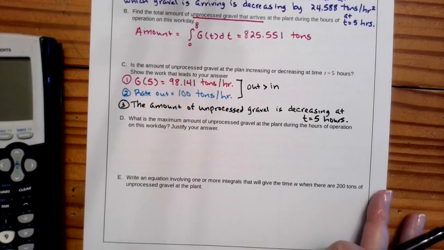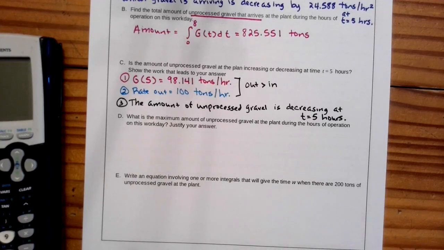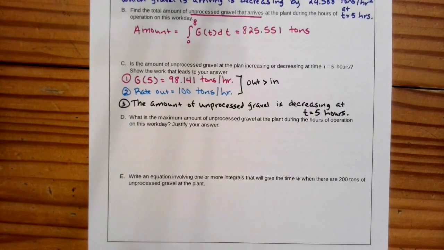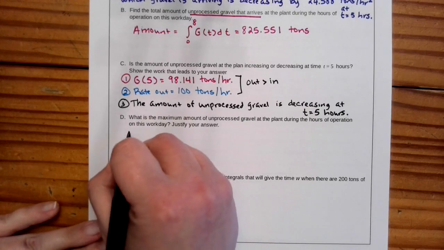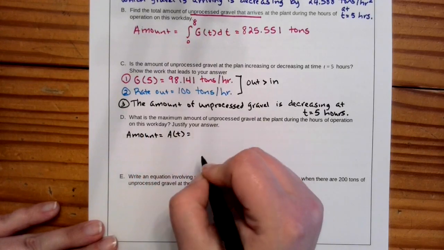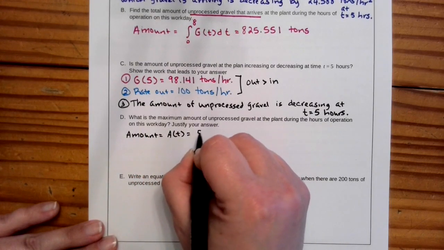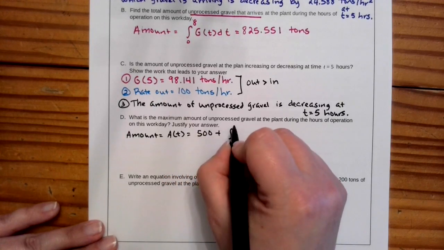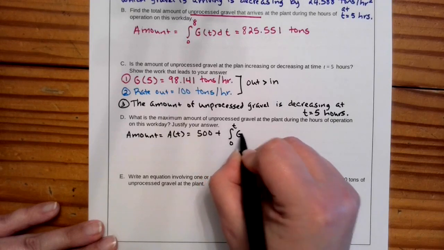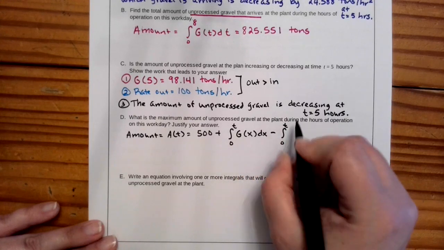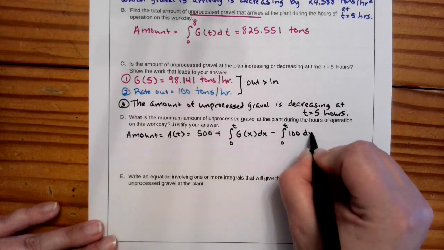So the next part is, what is the maximum amount of unprocessed gravel at the plant during the hours of operation on this workday. So in order to find a min or a max, we know that we need to look at the first derivative. So I want to first start out by writing out that the amount, which I'm going to call A of t, is equal to the initial, which we know is 500, plus the integral from 0 to t of the rate in, which I'm going to now call g of x, minus the integral from 0 to t of the rate out, which is 100 dx.